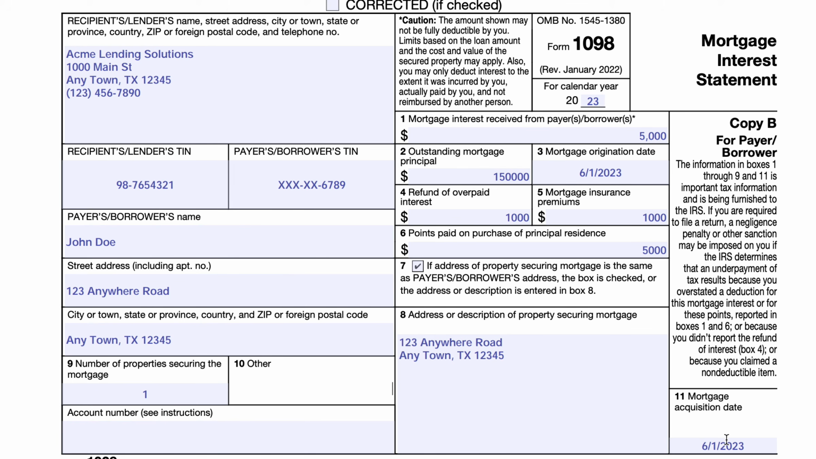Finally, in box 11, the mortgage acquisition date. If there's a date in this box, this would be the date that the lender acquired the mortgage during the calendar year. So we put this here even though they were also the originator. Just for illustrative purposes, these most likely would be 2 different dates. So that's all we have for what you would expect to see in Form 1098.